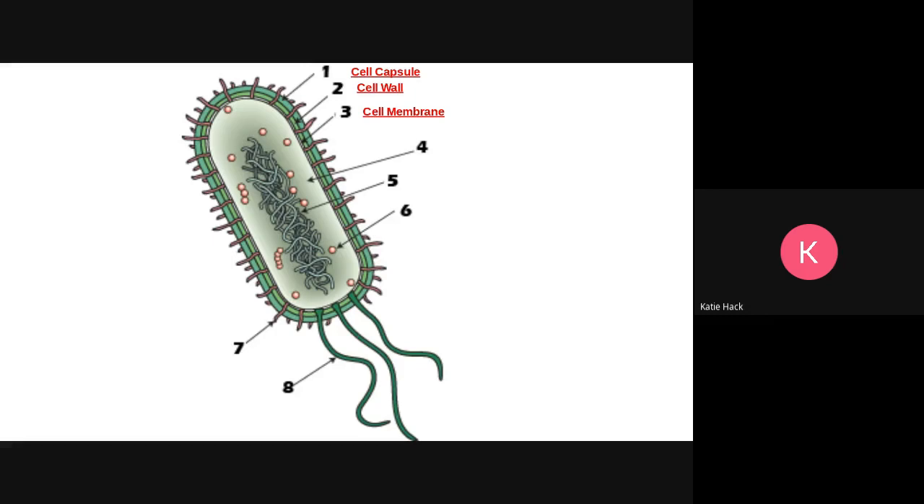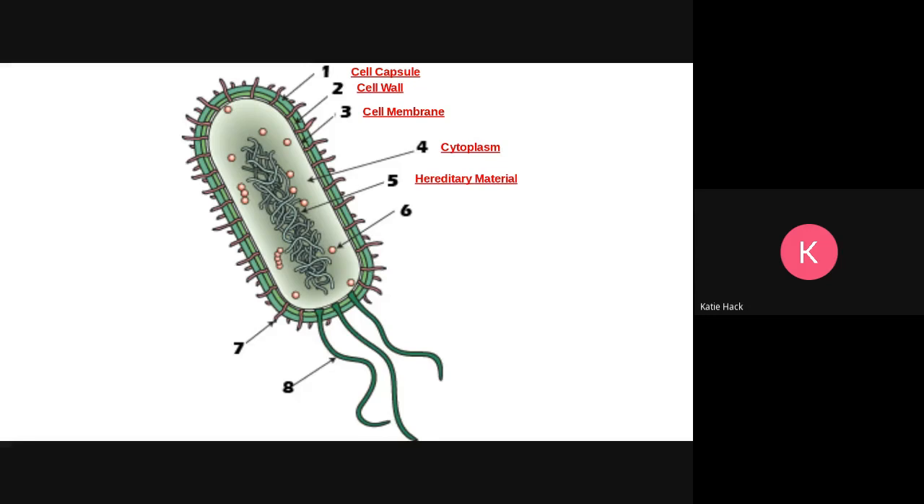4 is cytoplasm. Correct. That is the cytoplasm. And then 5 is the hereditary material. Correct. What about 6? The little place where amino acids make proteins.